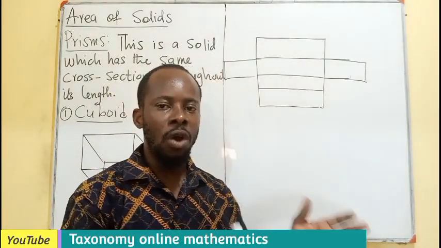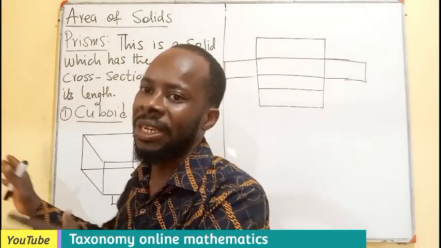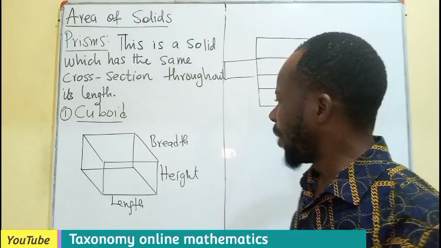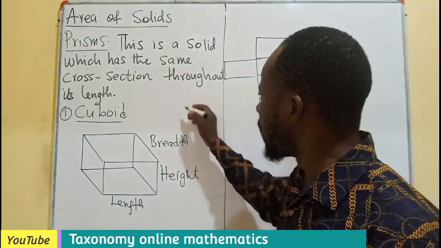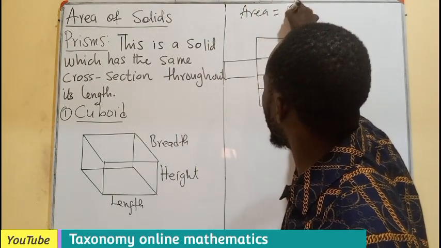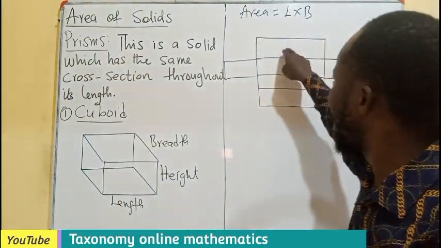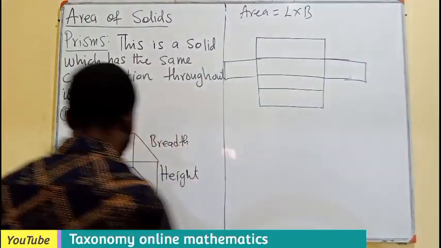The box in which we place chalk, a marker box, all those things are examples of a cuboid. All right. How do we find the surface area? We are going to say that this is a rectangle, meaning the area of a rectangle. You know, if you have a rectangle, the area is the length times the breadth. So if I take this, I'll be finding the length times the breadth.